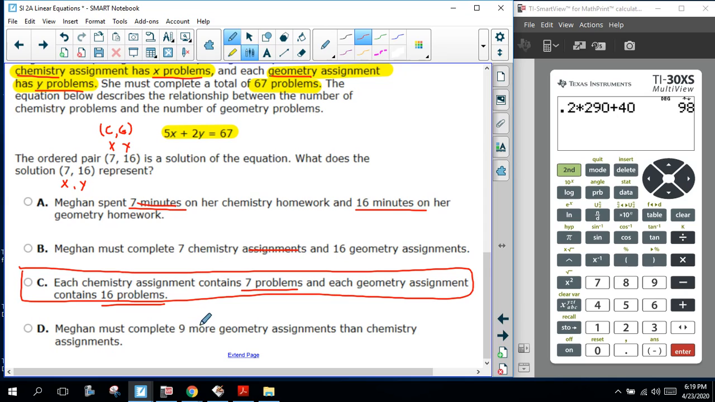Megan must complete 9 more geometry assignments and chemistry assignments. No, that's definitely not the case either. So our final solution there is going to be C, and they pretty much gave the answer with the wording of the problem telling you what X and Y represent.